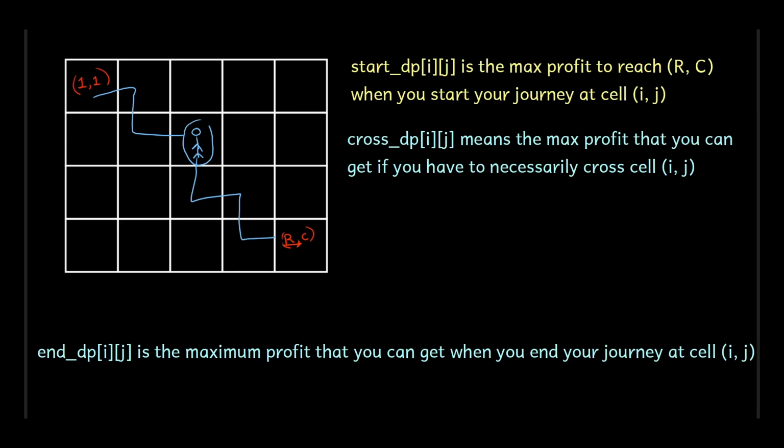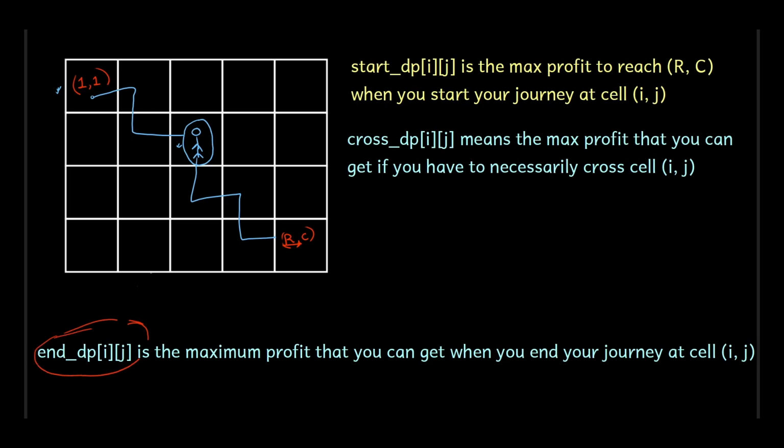So this is like your resting point. Of course you want to be greedy, you want to find out the best profit that you can get before you reach your resting point and the best profit that you can get after you have rested for a while. So you are interested in asking the question, what is the maximum profit that you can get when you start from here and you end over here? This is nothing but your end DP, which we have already computed. End DP denotes exactly what we are looking for.